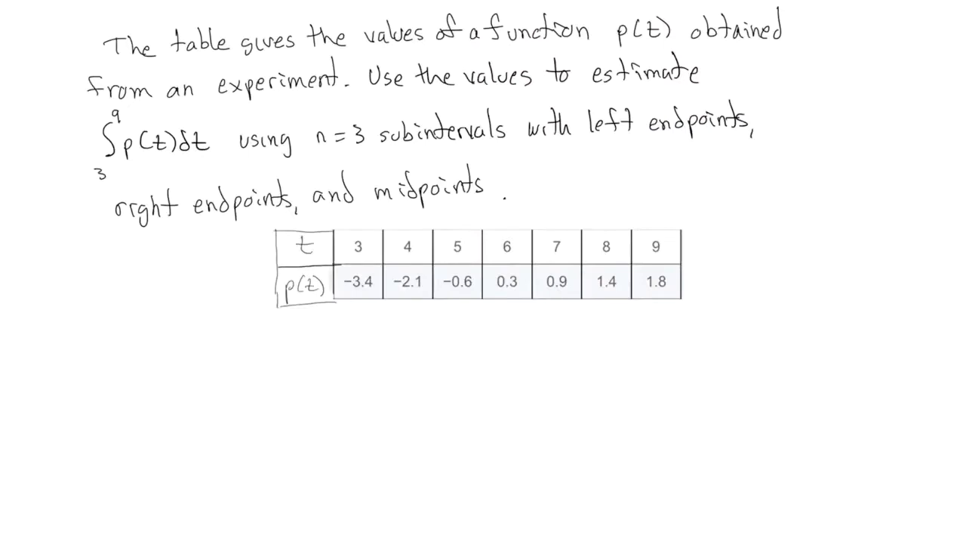All right, in this next example, let's suppose we have a table of values for a function p of t that we've obtained from an experiment. We're going to use the values to estimate the integral from 3 to 9 of p of t dt using n equals 3 subintervals. And we're going to do this 3 times: left endpoints, right endpoints, and midpoints. I'm going to start to move a little bit quicker here. Please feel free to pause and rewind the video if you need to.